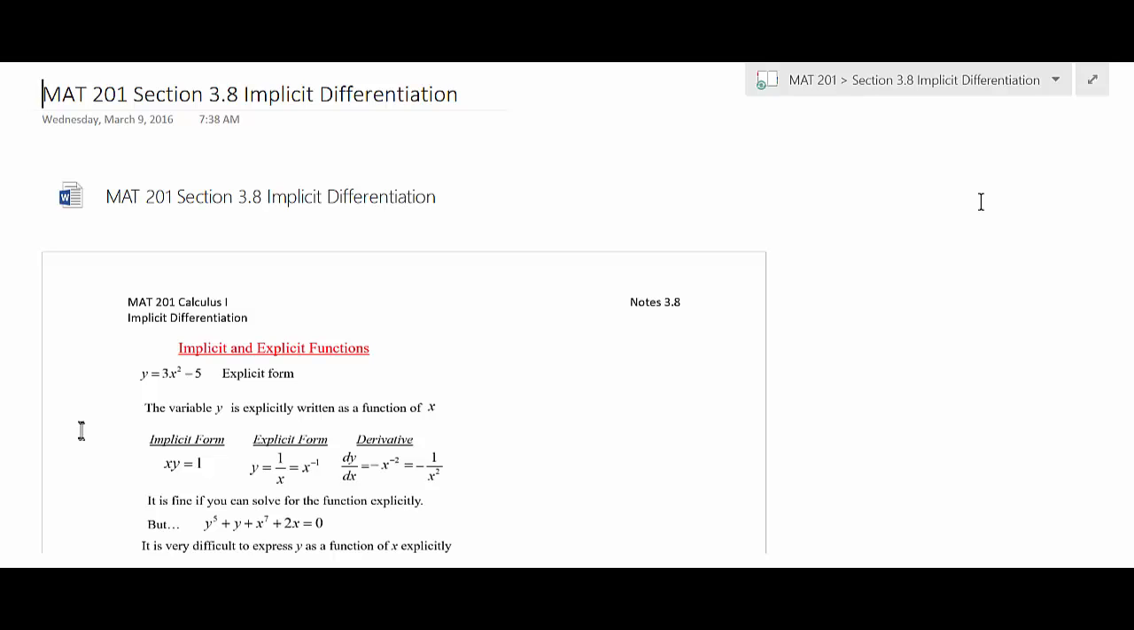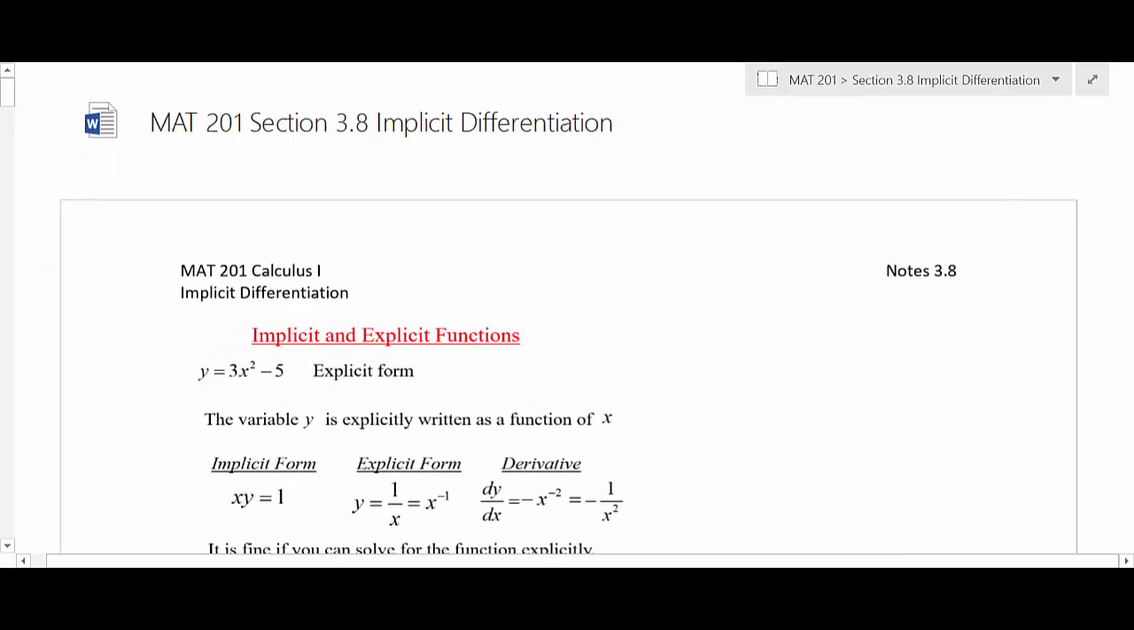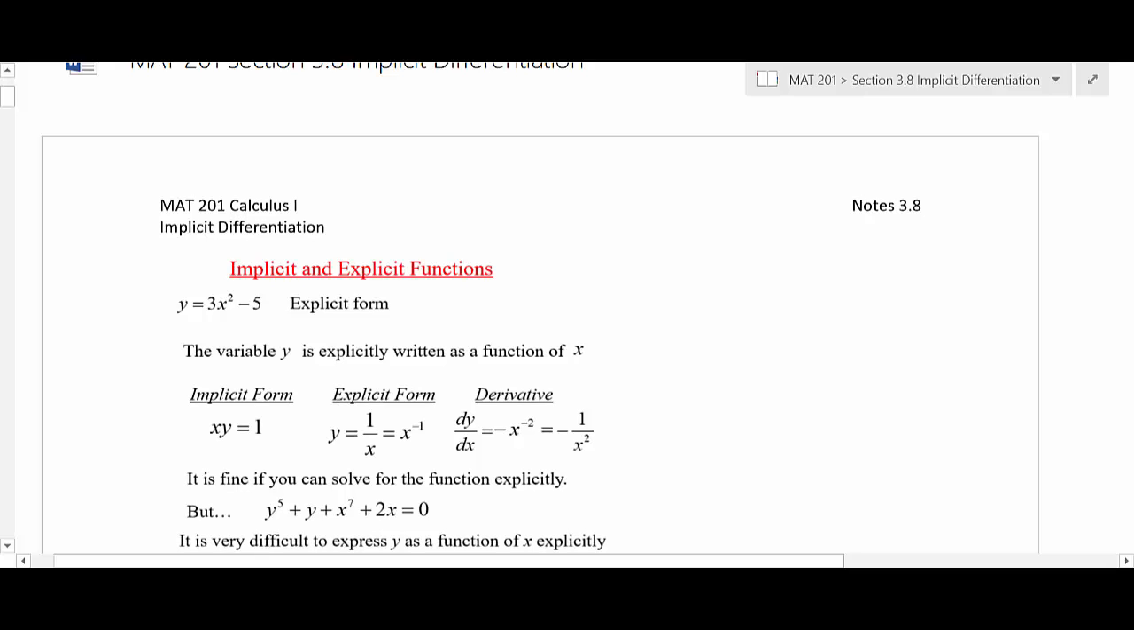Okay, the idea that you get in this section is that sometimes it's hard to solve an equation for y. It's very difficult, and sometimes it's impossible to just take some equation and get it solved for one variable. And you can still do the derivative, but you have to do it in a little bit different way. So just a couple of definitions.